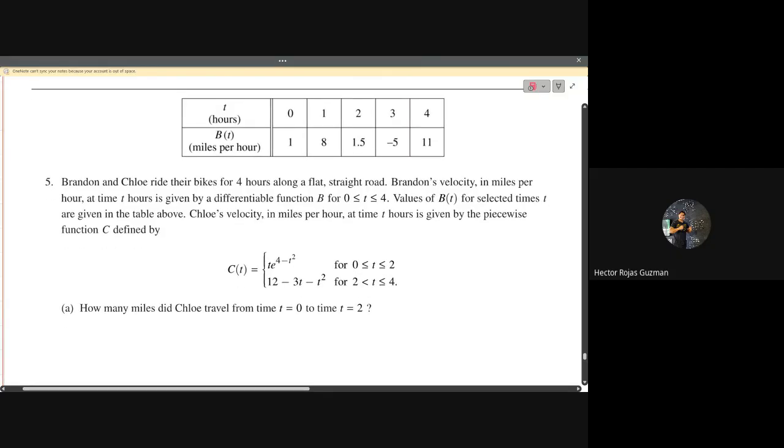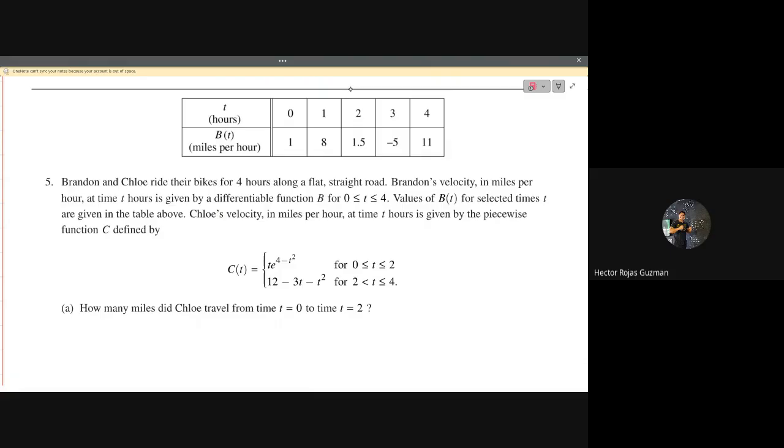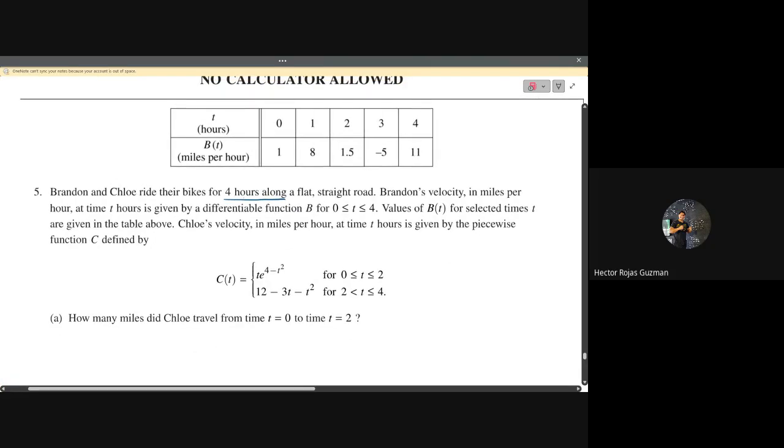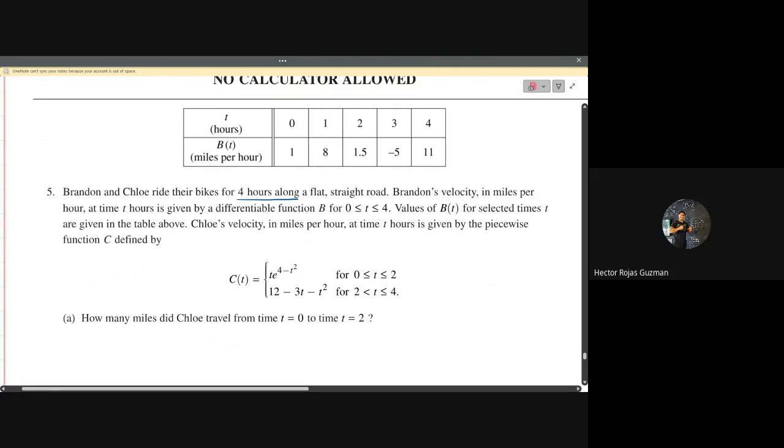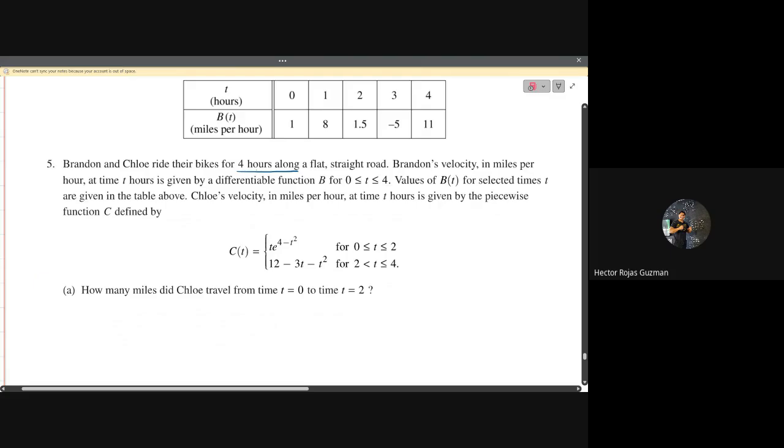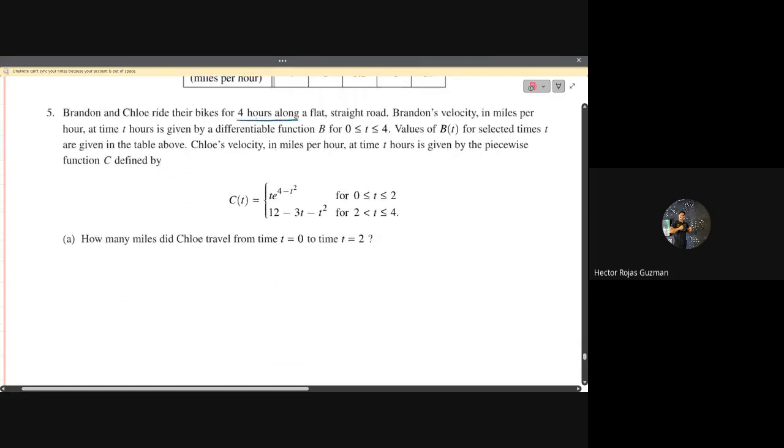All right, so it says that Brandon and Chloe are going to ride their bikes for 4 hours. Brandon's velocity is given by a differentiable function b, and we have a table for that. Chloe's velocity is given by c of t, and we have a piecewise function for that. How many miles did Chloe travel from 0 to 2?